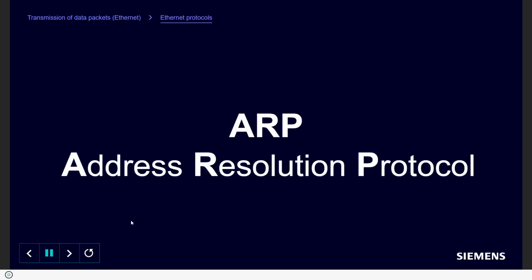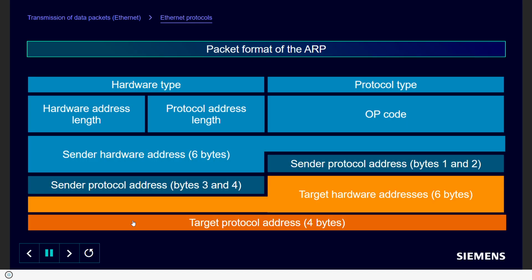According to the RFC 826 standard, ARP is one of the most important protocols of the TCP/IP family of protocols. Here you can find the structure of an ARP packet. Click the image for more information.